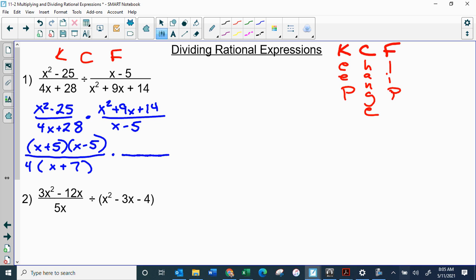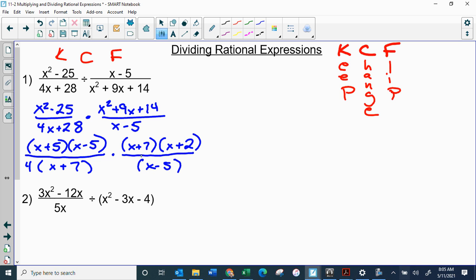Let's move over to the next one now. Two numbers that multiply to 14 and add to 9. That would be 7 and 2. So x plus 7 times x plus 2 over x minus 5.